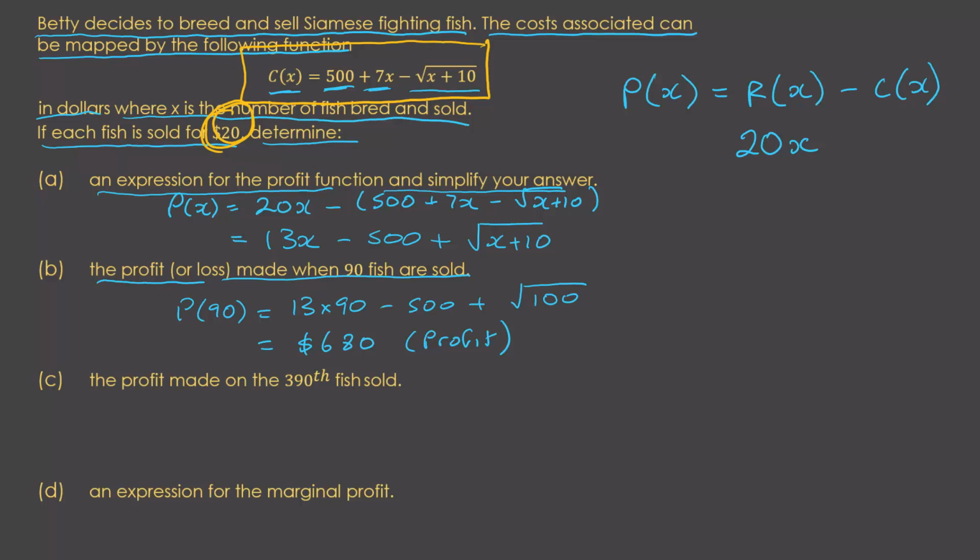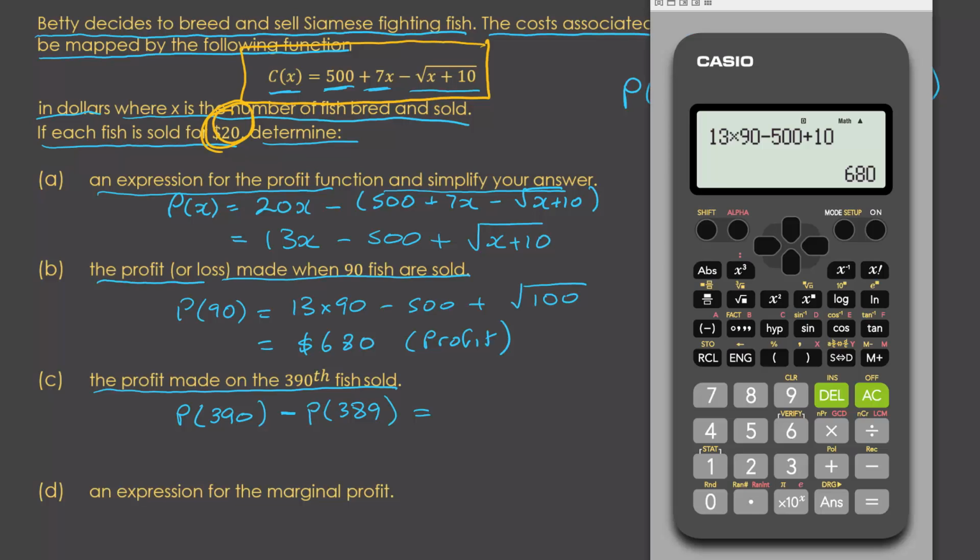We now want the profit made on the 390th fish sold. So if I do P of 390, that would be the profit on selling 390 fish. If we just want the profit with the 390th fish, what we need to do is take away the profit on 389 fish.